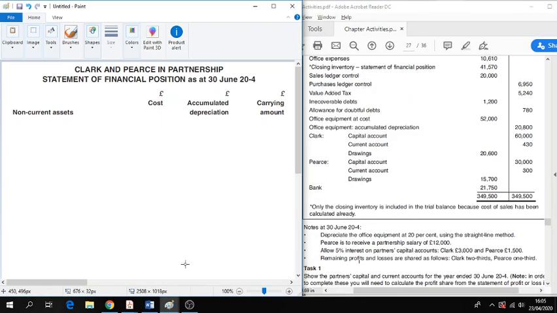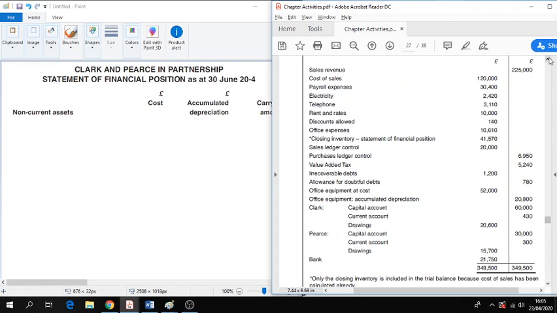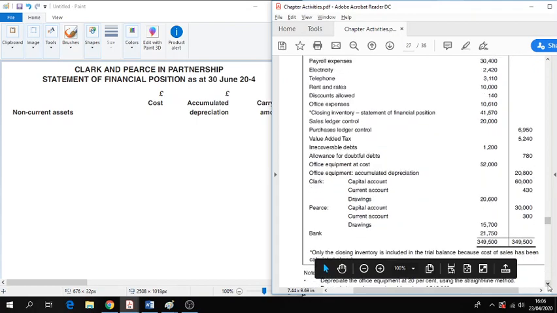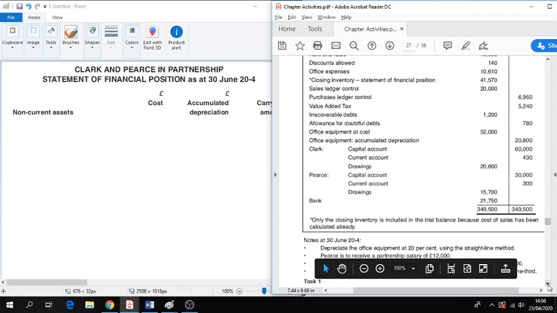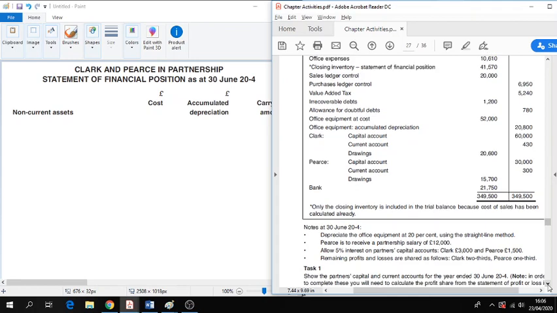Okay, so financial position. Again, I'm just going to put the PDF at a point where I think I need it most. So we've dealt with all of this, so I don't really need that. So what I'm going to do is just try and see everything that I can. I think that's going to be okay.